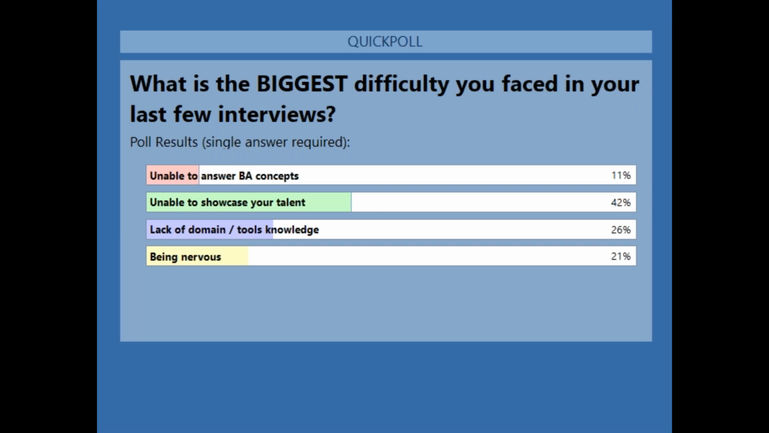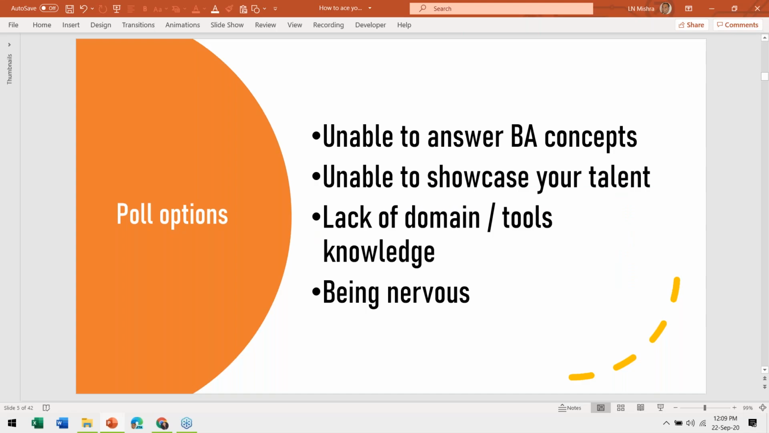Wow. Okay. So I think it's almost pretty much in line with what I always felt. I think it's a good thing that we got some idea, and I'm going to deal with each aspect of this and see how we can prepare ourselves to do better in our next interview.